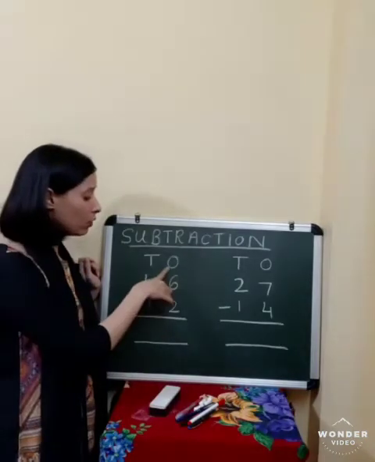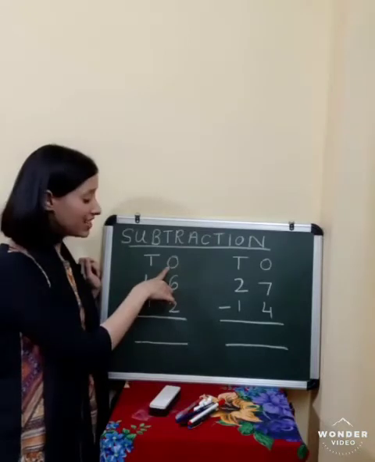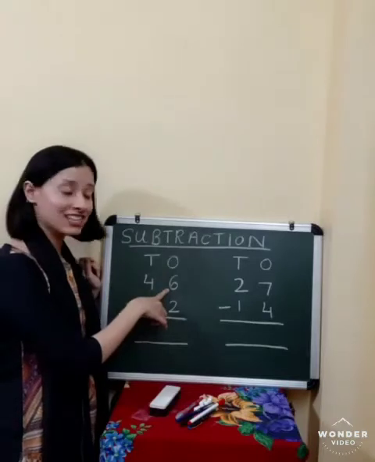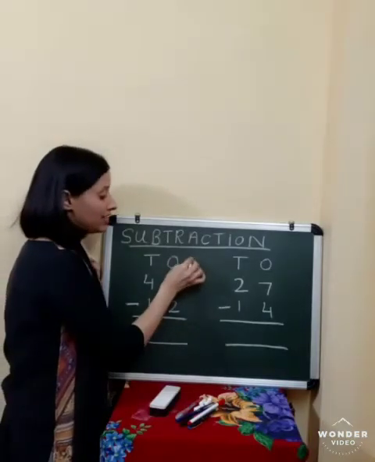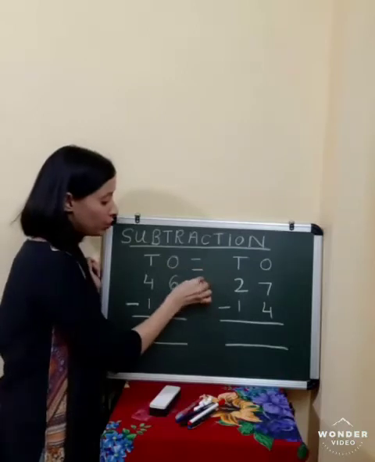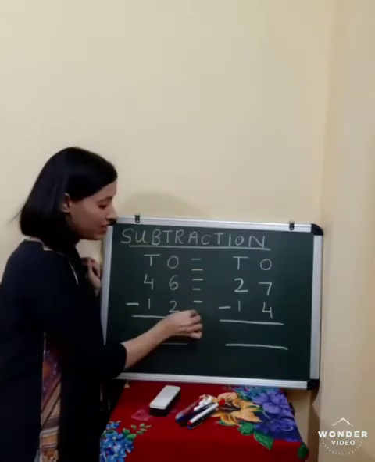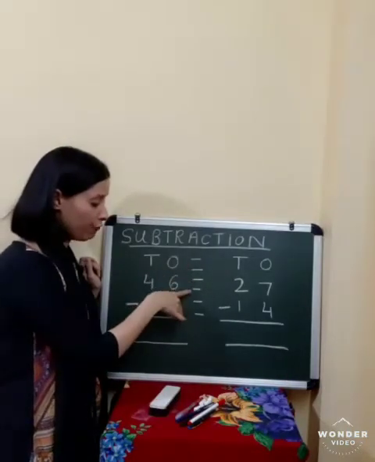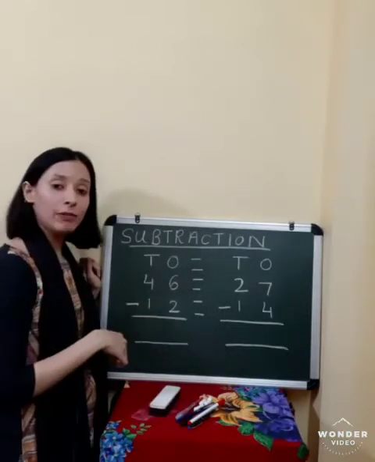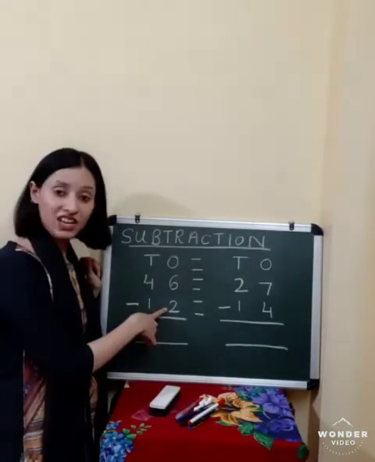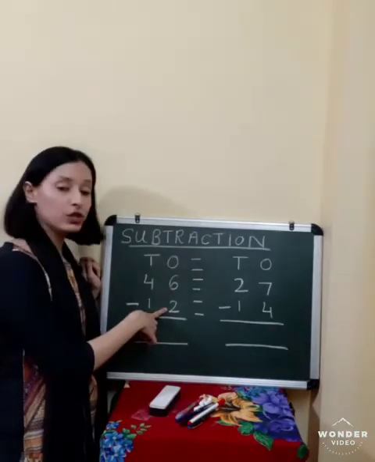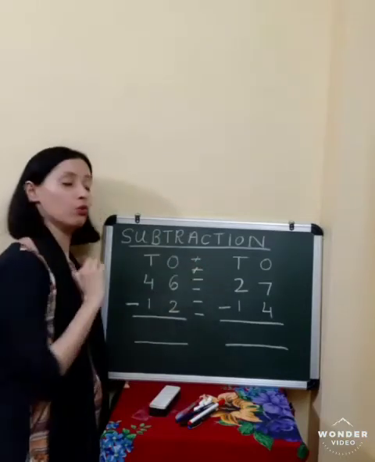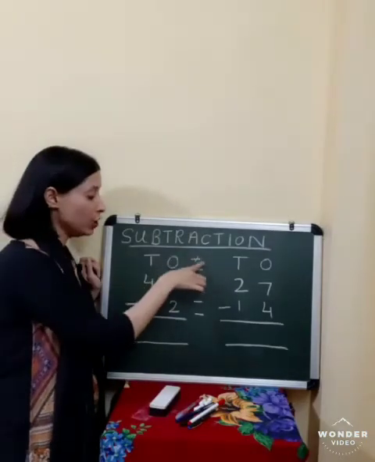Okay. Now at ones place, what is given at top? 6 is given. Okay. So you have to draw 6 lines. So let's start. 1, 2, 3, 4, 5, 6. See, I've drawn 6 lines. Now below what is given at ones place? 2 is given below at ones place. So I'm going to cut out 2 lines. Okay. 1, 2. I have taken out 2 lines.